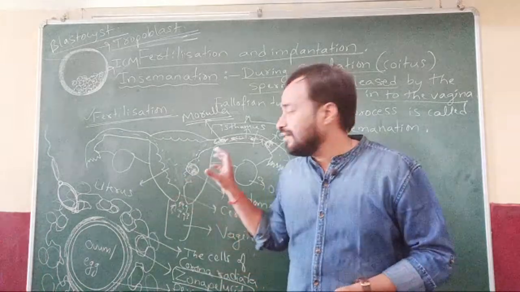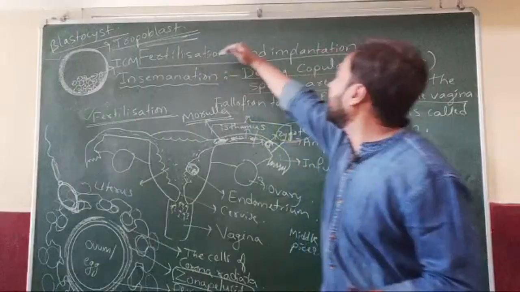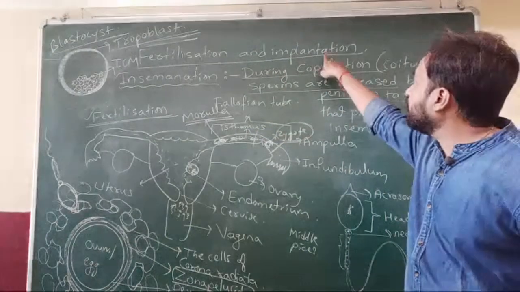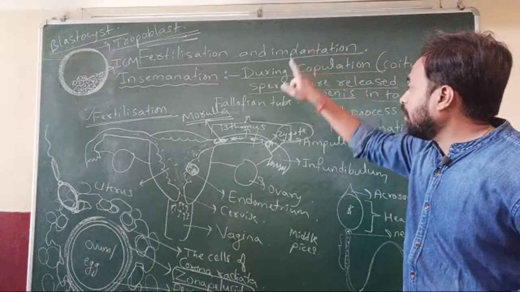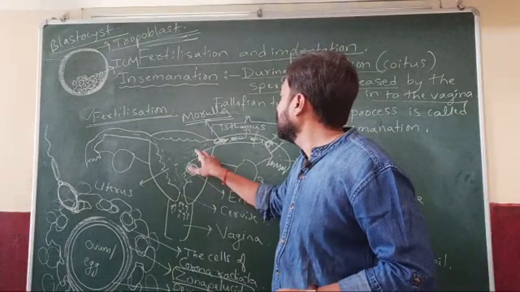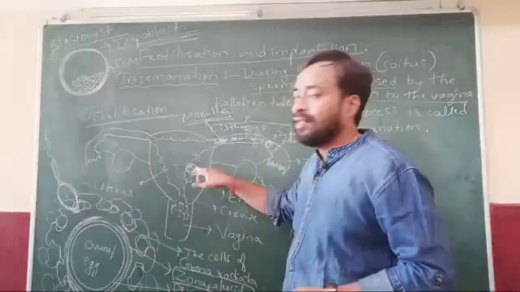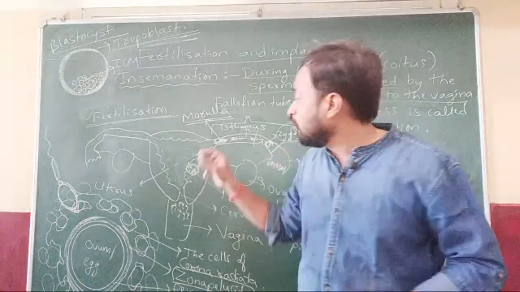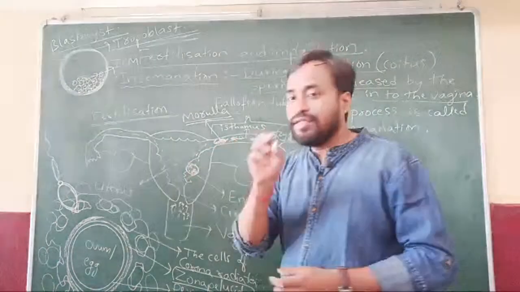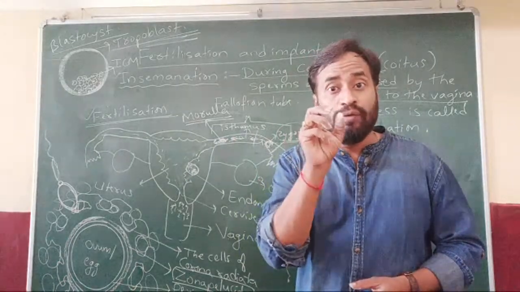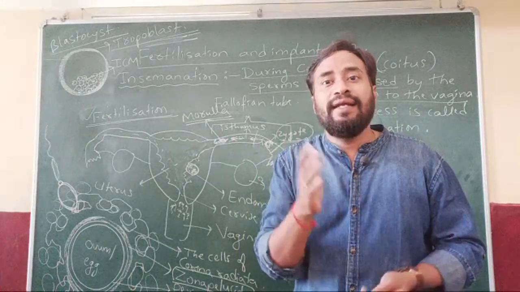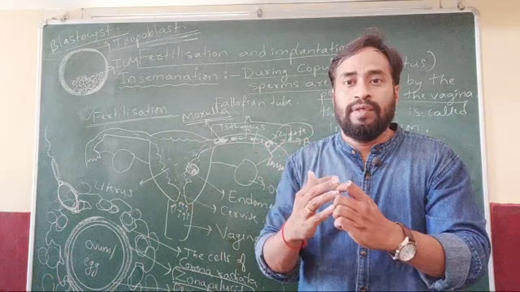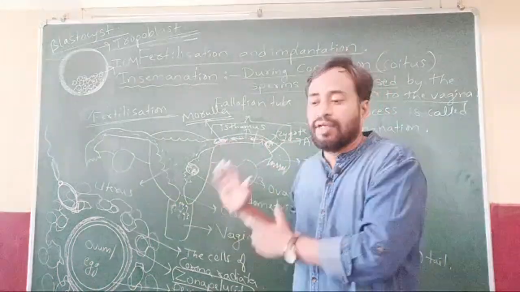Yes, this is what it is all about: fertilization and implantation. Then how to define implantation? See, after becoming a blastocyst, that blastocyst will go and attach with the wall of the endometrium of the uterus, and there it gets embedded by the endometrial cells or tissues. That condition is called implantation.